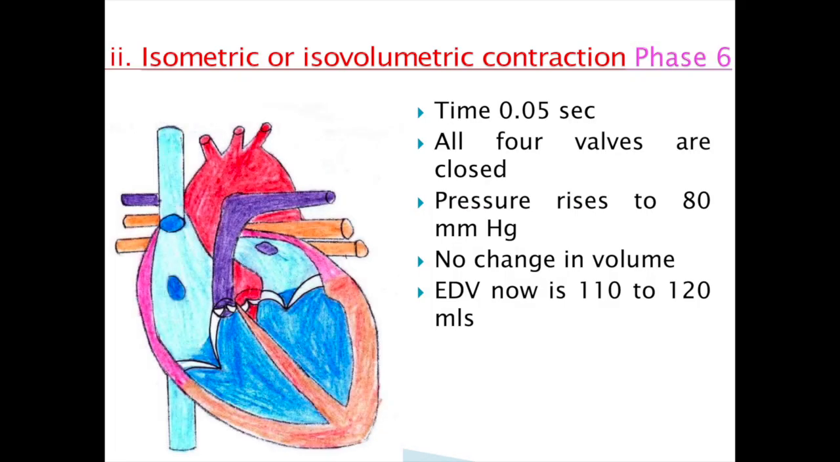If you see in the diagram, this is self-evident, and if you read this, time is 0.05 seconds, all four valves close, pressure rises to 80, no change in volume, no change in length of muscle fiber, and diastolic volume is now 110 to 120 ml. Now the heart is fully filled, and it's the end of diastole. Before opening the valve, the volume is 120 ml.